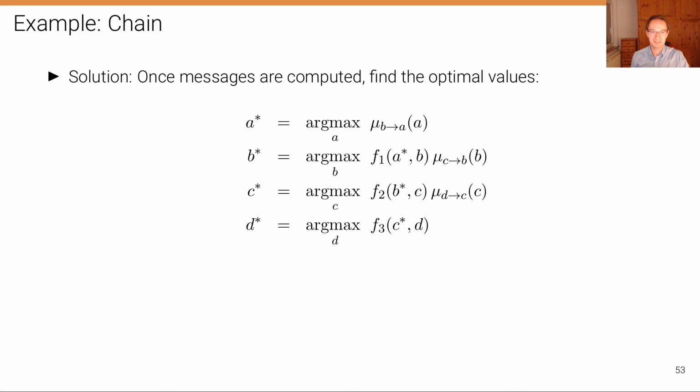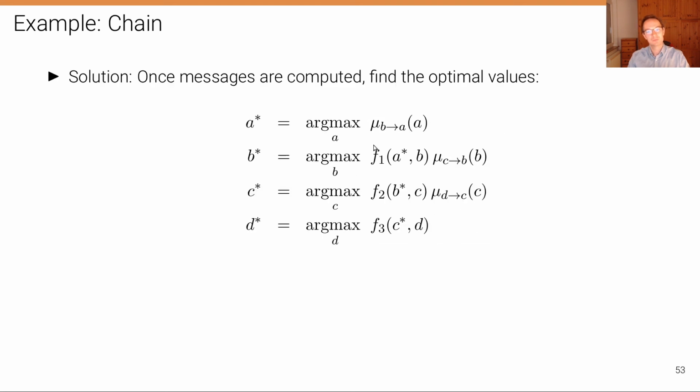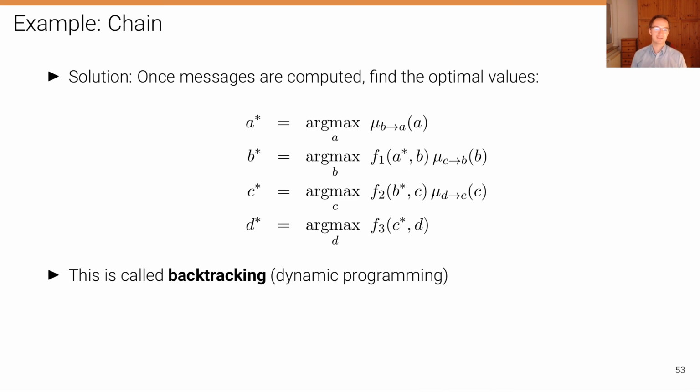The solution to obtain the MAP state is that once the messages are computed, we can find the optimal values by backtracking. So we can find now backwards here the optimal A by maximizing this message that we have computed. And then once we have found the optimal A, we can plug that in here, and we can go one step backward and find the optimal B by maximizing this expression, and recurse further backwards then. And this is called backtracking or dynamic programming, or in the case of Markov chains, also called the Viterbi algorithm. Maybe you've heard of this before.